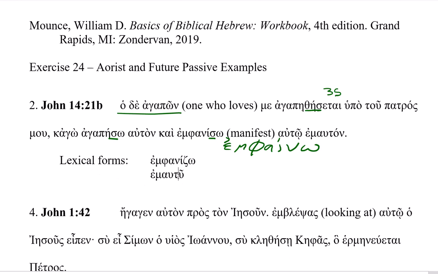Oh, and I had this spelled wrong. This is emou with an omicron. So emou is myself, and there comes in a couple of different forms. It doesn't show up in the nominative, interestingly, but in the genitive, dative, and accusative.